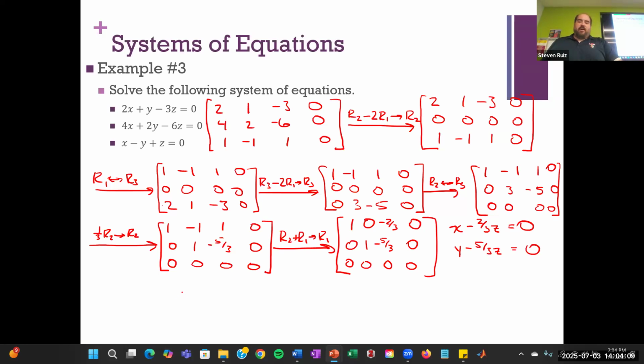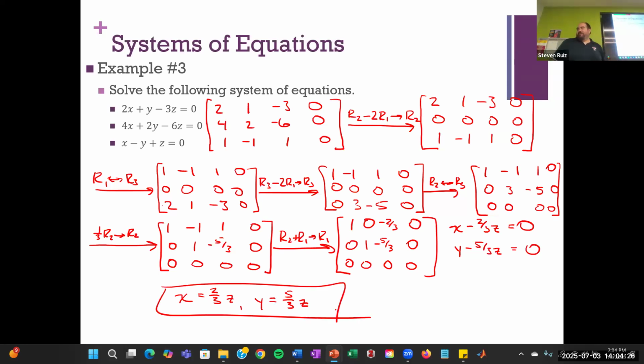So here's my solution. A few different ways to write it, but basically what I've learned about my solution is this. As long as x is equal to 2/3 of z and y is equal to 5/3 of z, I'm okay. There's an infinite number of combinations that make that happen. But when we say there's an infinite number of solutions, that doesn't mean that everything is right. I'm still restricted by something. In this case, that's that restriction.